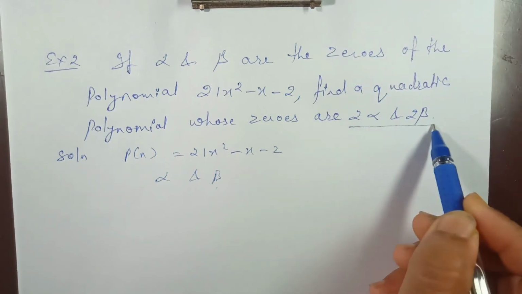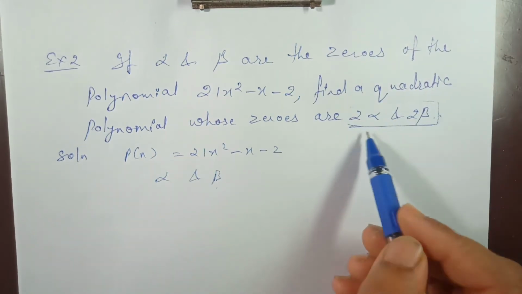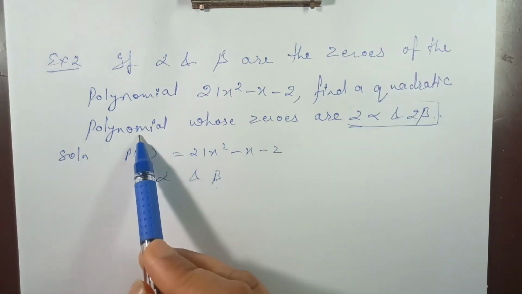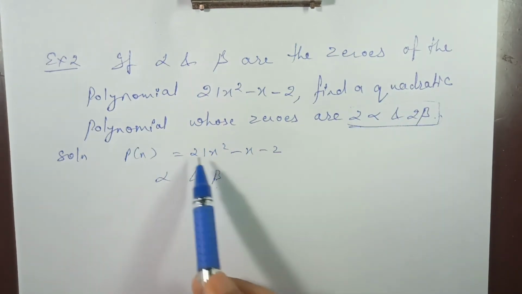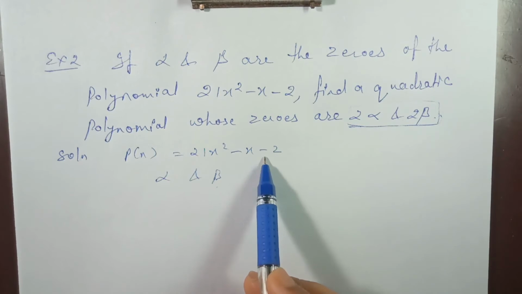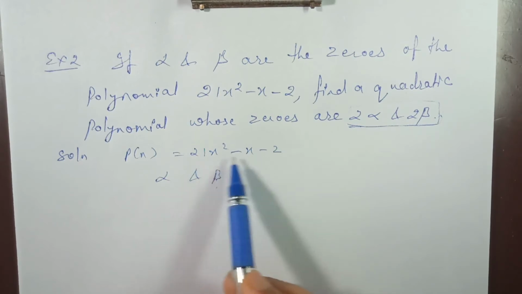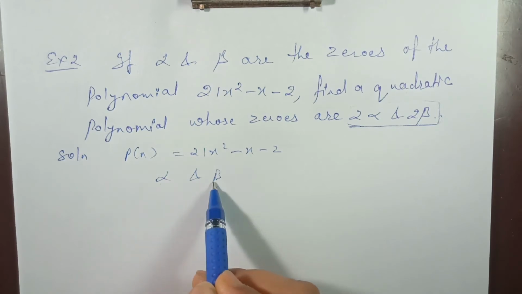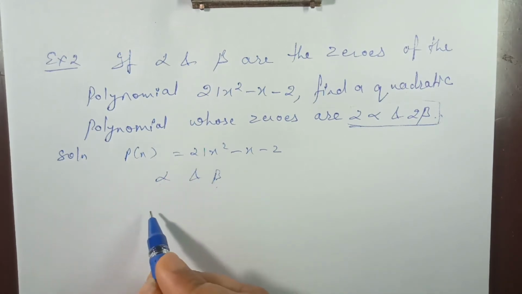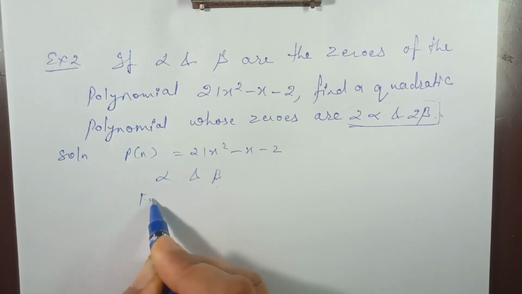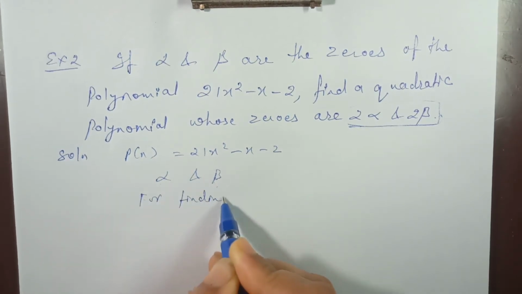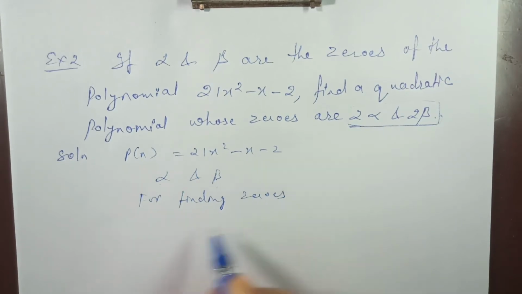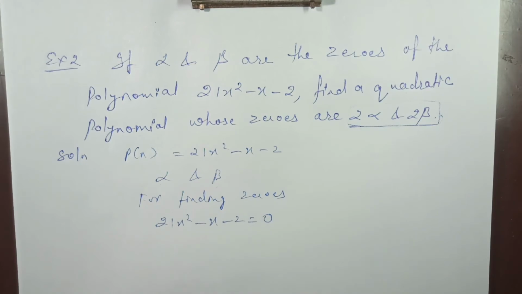Now on the basis of these two zeros, we have to find another quadratic polynomial using this relation. So by using the factorization method, first of all we are going to find its zeros, that is the values of alpha and beta. We will use the method of splitting the middle term for finding zeros. We have 21x square minus x minus 2 is equal to 0.